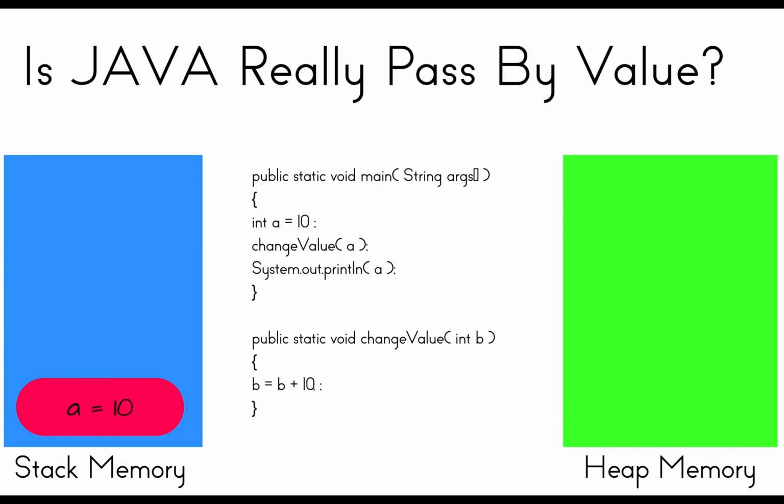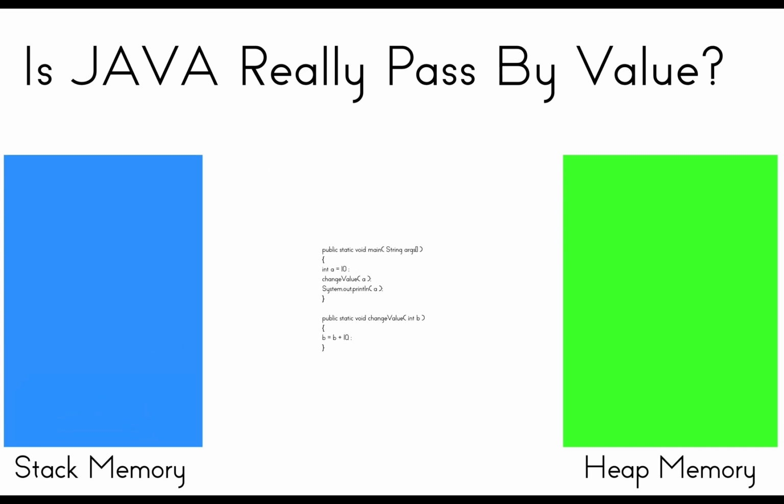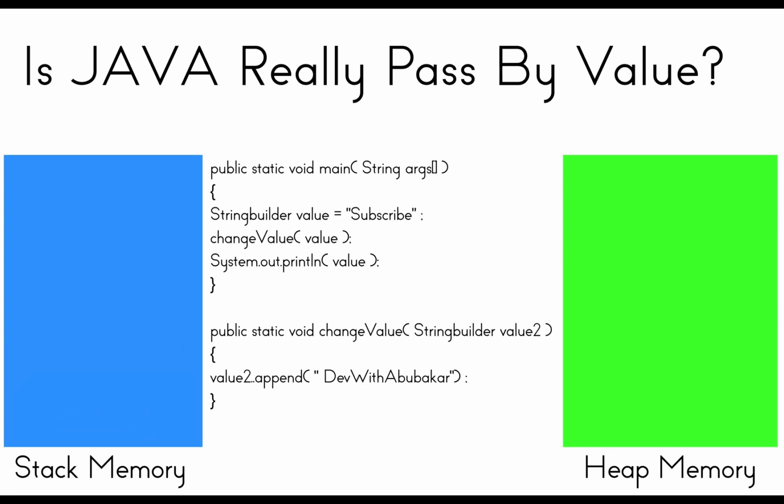Now in the change value method, a new variable is pushed into the stack with value 10, and we are performing some operations on that. Since we are not returning any value from this method, the value of b will pop out and a will remain 10. But for the StringBuilder, there's a different case. Initially, as we discussed earlier, the main method will push the variable value inside the stack.